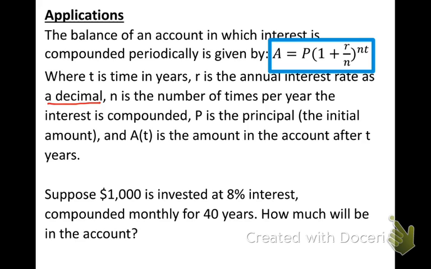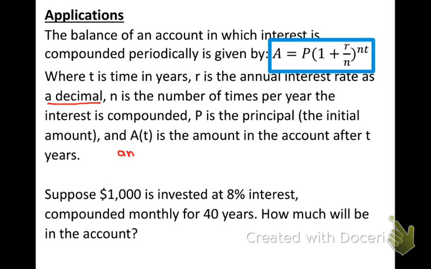Okay, so let's talk about a couple of things related to this compound interest formula. Your rate is going to have to be written as a decimal. So if they give it to you as a percentage, we've got to convert that over to a decimal. And n is the number of times per year the interest is compounded. So let's make a little list for ourselves real quick.